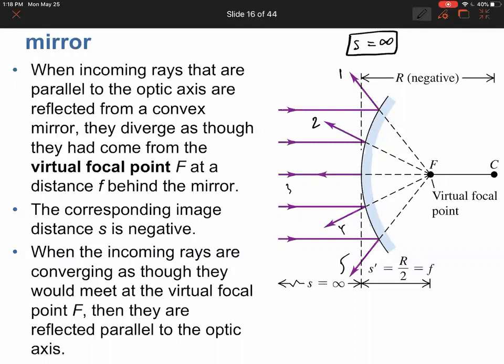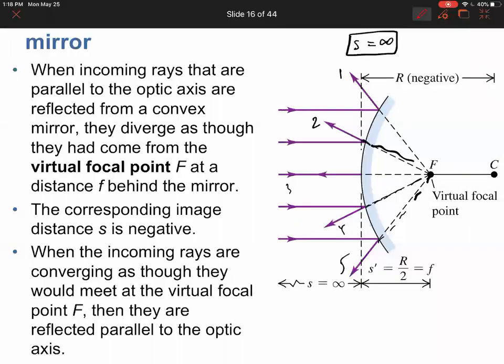Well, we have to, just like the plane mirror, trace them back in the back of the mirror, right? So let me use this color. We have to trace them back, and when we trace them back, they intersect at some point, and we can see that they intersect at the focal point here. Well, that means the image is exactly the same as the focal point.